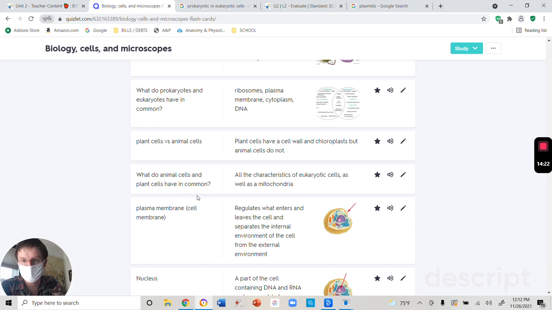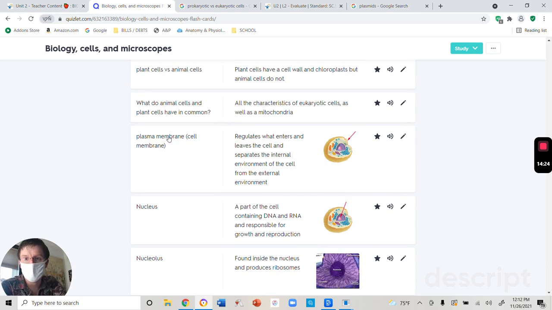All right. The plasma membrane is also called the cell membrane. It's that outer layer of the cell. It regulates what enters and leaves. It's called selective permeability. What permeability means is the ability to permit something, when you break it down. So it selectively allows what comes in and what leaves the cell.